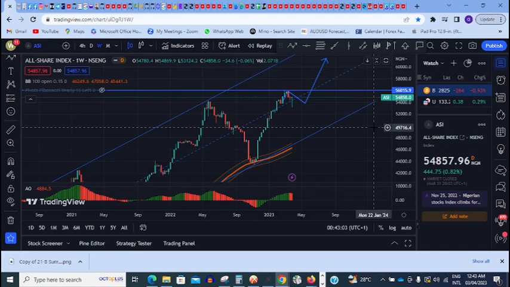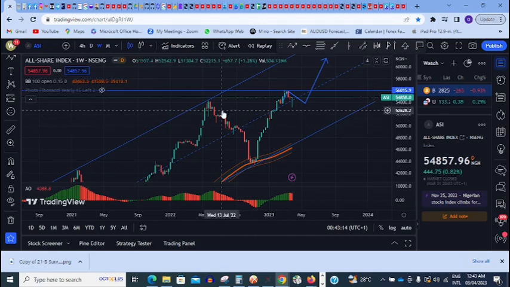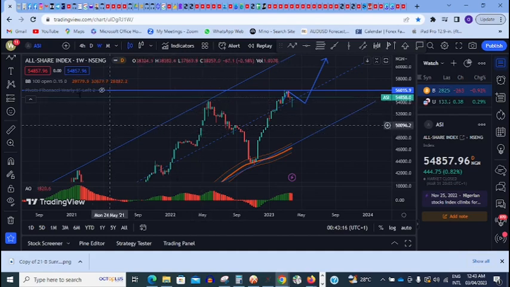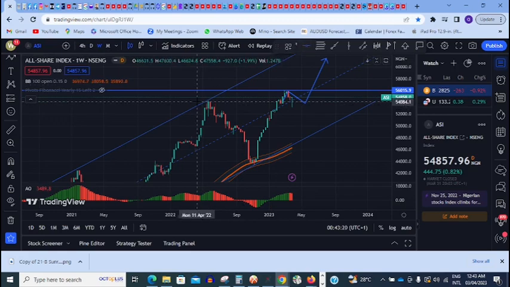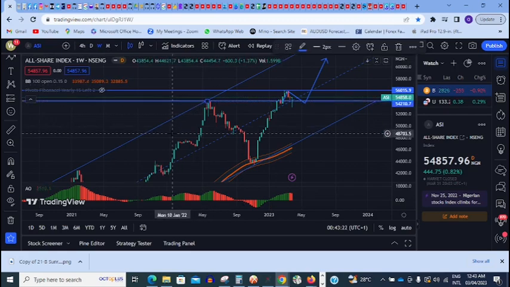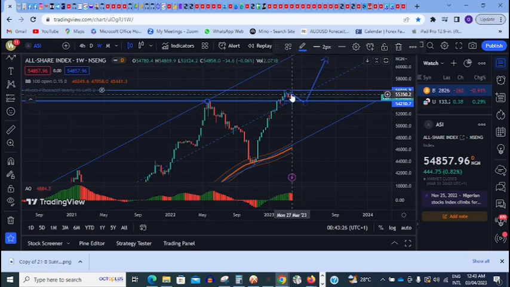Let's start by looking at the All-Share Index of the Nigerian stock market. Last week, the market closed with a bullish candle at a key level, which is a support. And this support was a previous resistance. So let me just quickly mark this place. Marking this place, which is a previous resistance, the market closed bullish around the resistance.